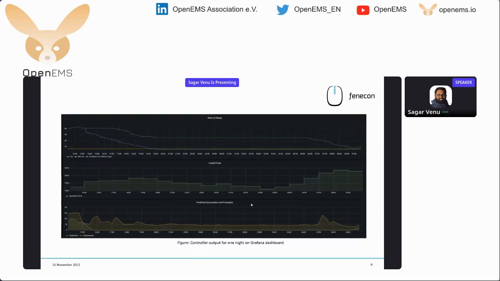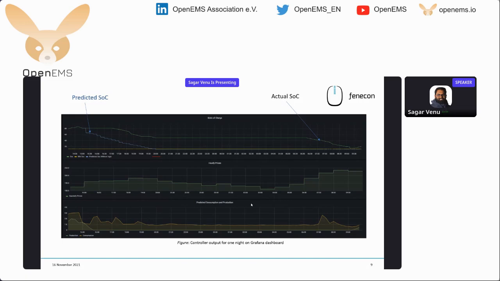Here is one of the Grafana dashboards. In the first widget, there is the state of charge, with a couple of curves. The blue line is the predicted SOC, which would be the SOC behavior if no logic was implemented. If you look, it drains out at 8 o'clock itself. This is not what we wanted.